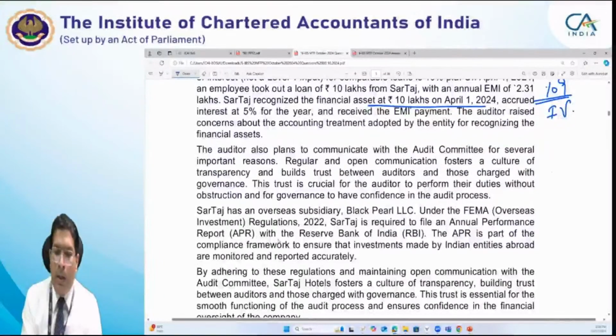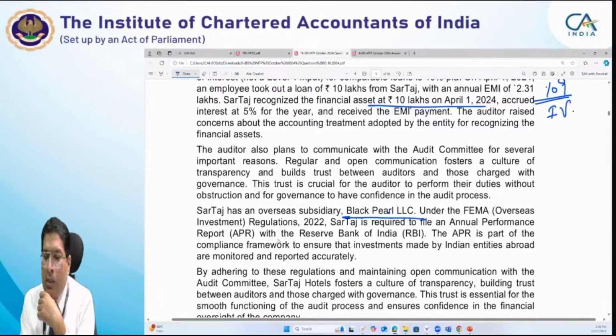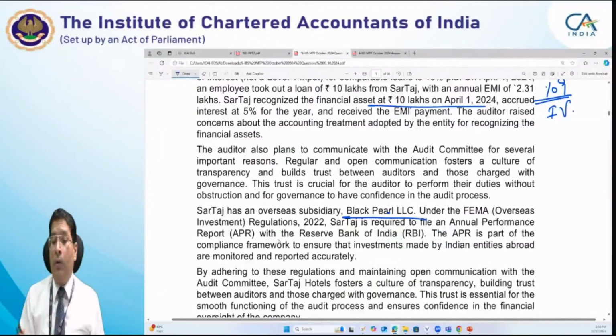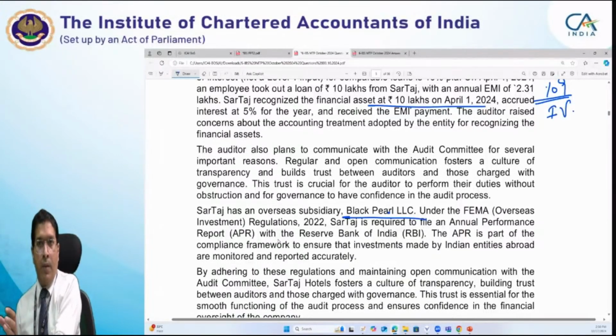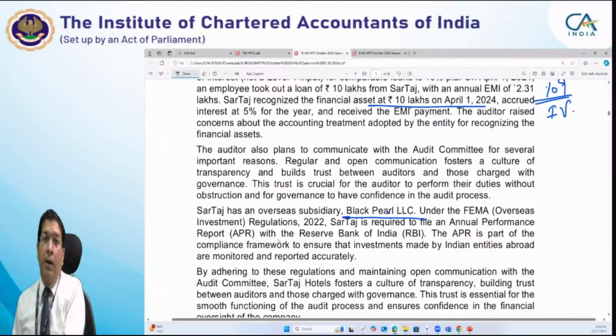Next, Sartaj has an overseas subsidiary. Under FEMA regulation, Sartaj is required to file an annual performance report with RBI. The APR is part of the compliance framework to ensure that investments made by entities abroad are monitored and reported accurately. If there is a foreign subsidiary, then it is necessary. If a company has control over another company, then it is mandatory to have the accounts of that particular company audited.